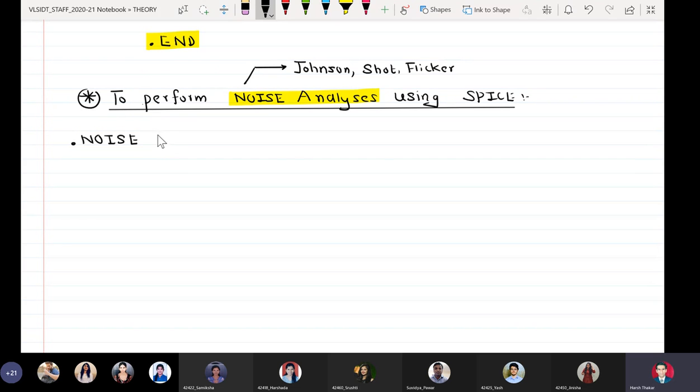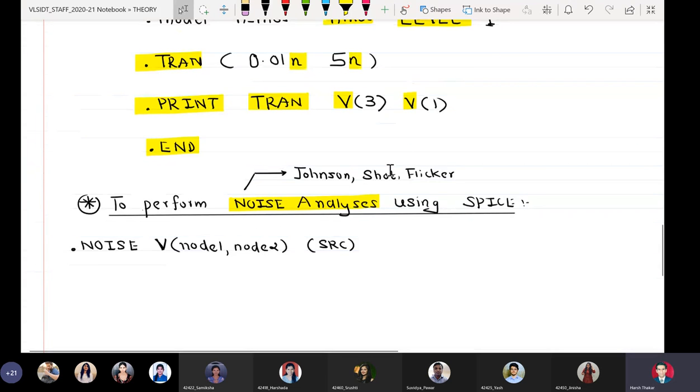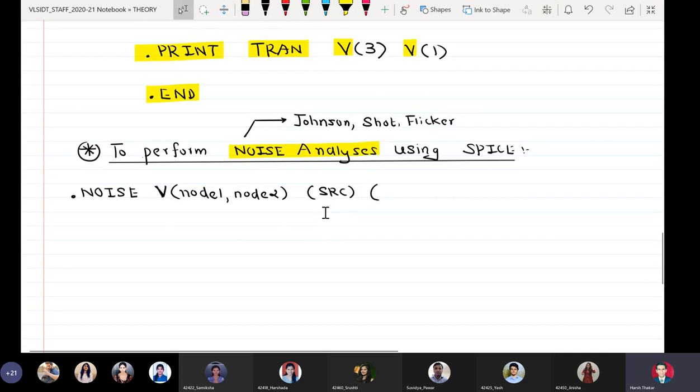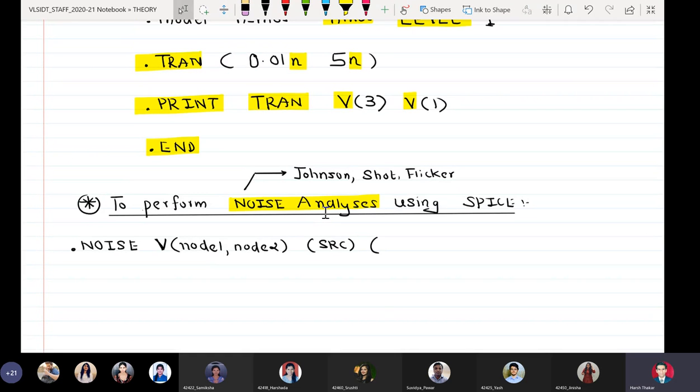Dot noise, then we have V for voltage, voltage between node 1 and node 2. Then we have SRC. Always understand one thing, that the noise is always referenced to voltage. Now we know noise analysis means a plot of noise in dBs versus the frequency. So basically it is like a frequency response. We have to tell the SPICE engine whether the x-axis, the frequency axis, has to be linear, decade or octave. You know that octave means 2 times, decade means 10 times, and linear means linear.